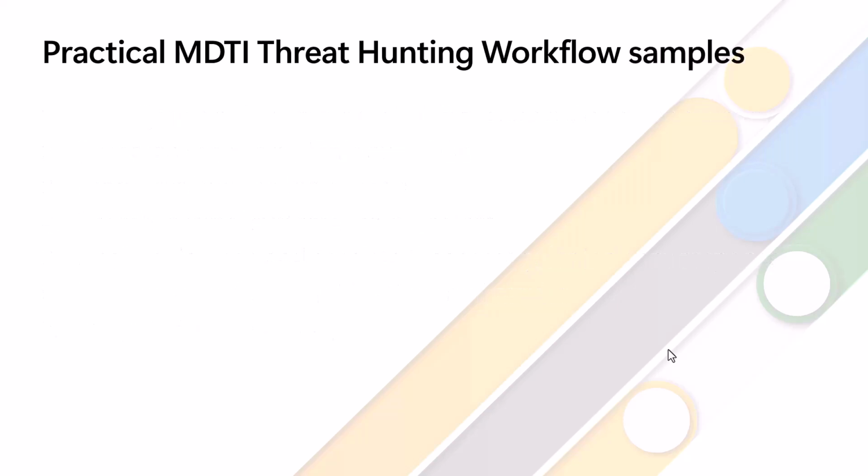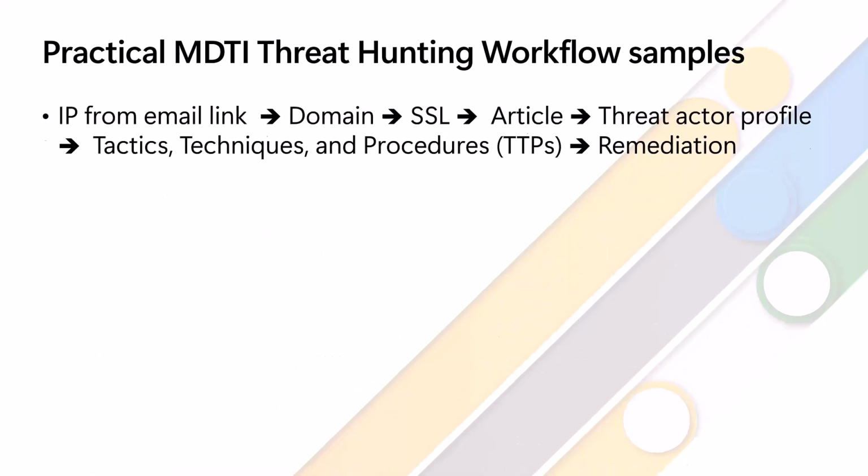To further illustrate typical threat hunting scenarios and their variability, here are just a few examples of how it may play out, depending on what leads you start with and where they take you. In the first example, given an IP address from an email link, you use MDTI to look up a domain, then an SSL, then an article, which leads to a threat actor profile, which explains tactics, techniques and procedures, or TTPs, and provides a remediation.